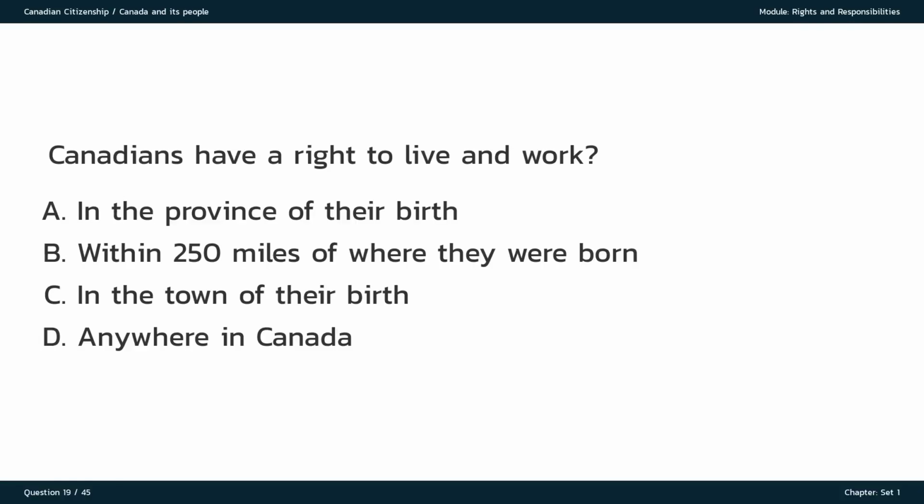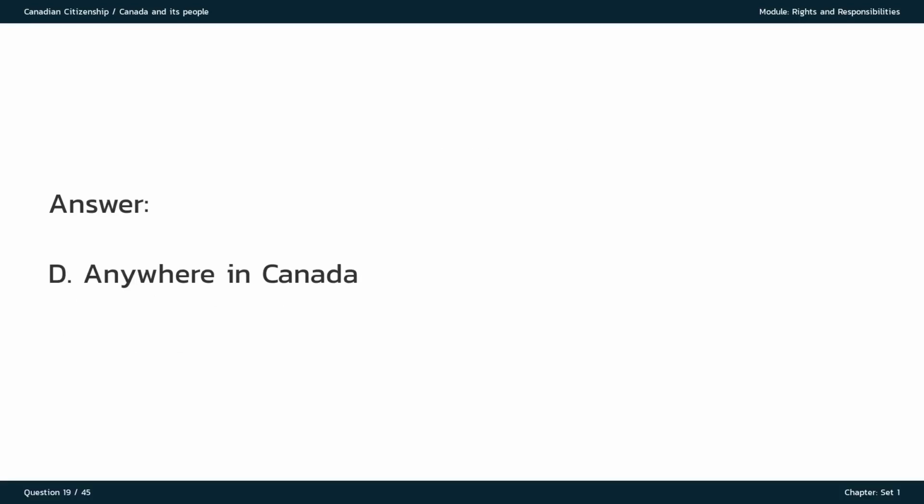Canadians have a right to live and work? A. In the province of their birth. B. Within 250 miles of where they were born. C. In the town of their birth. D. Anywhere in Canada. The answer is D. Anywhere in Canada.